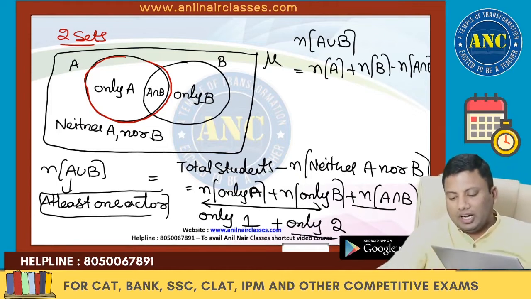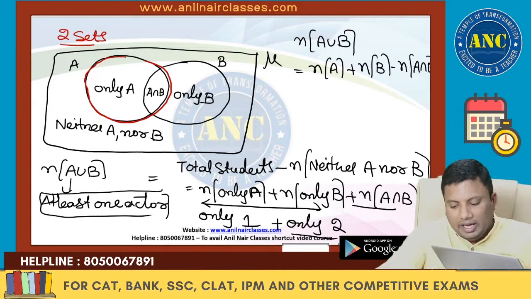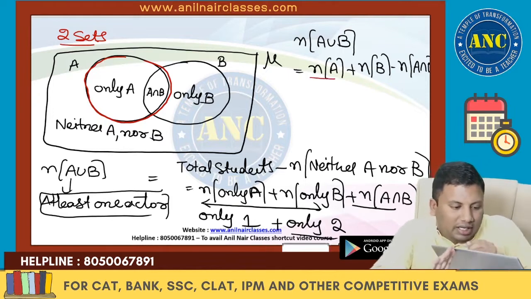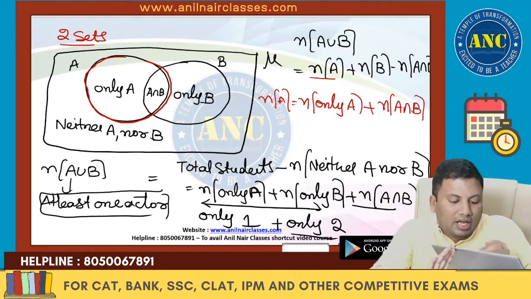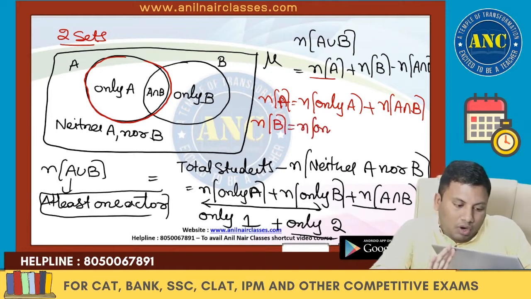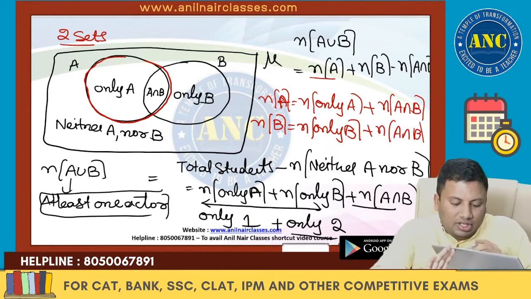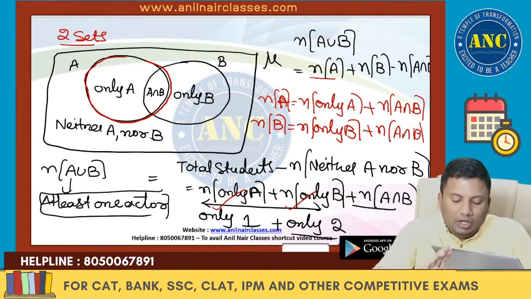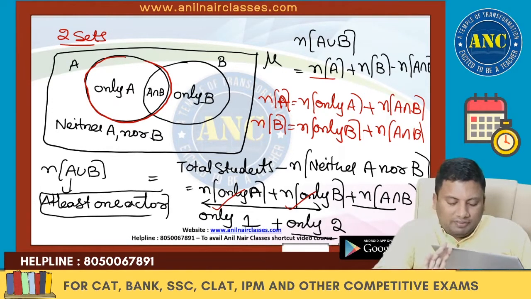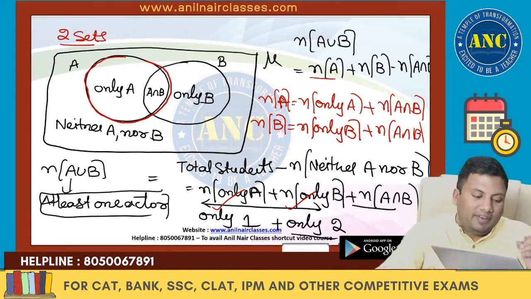N of A plus N of B minus N of A intersection B. From where did you get this? N of A is nothing but N of only A plus N of A intersection B. Am I right? N of B is nothing but N of only B plus N of A intersection B. If I add these both, what will I get? N of only A plus N of only B plus 2N of A intersection B, minus N of A intersection B is this one. So, very, very important.